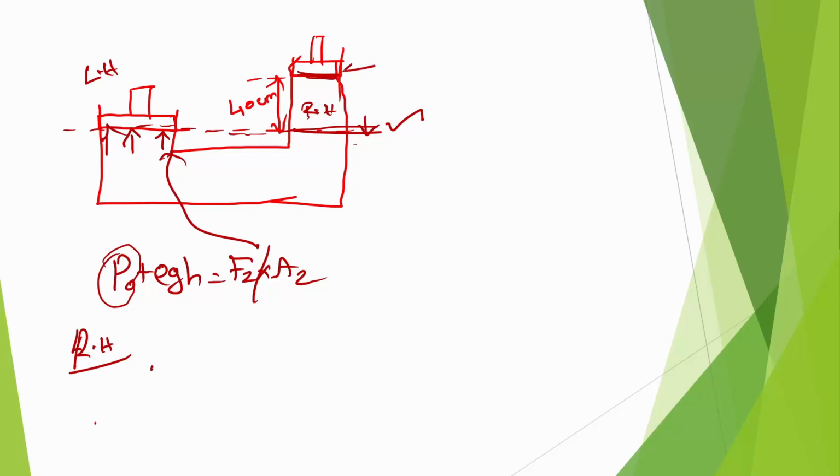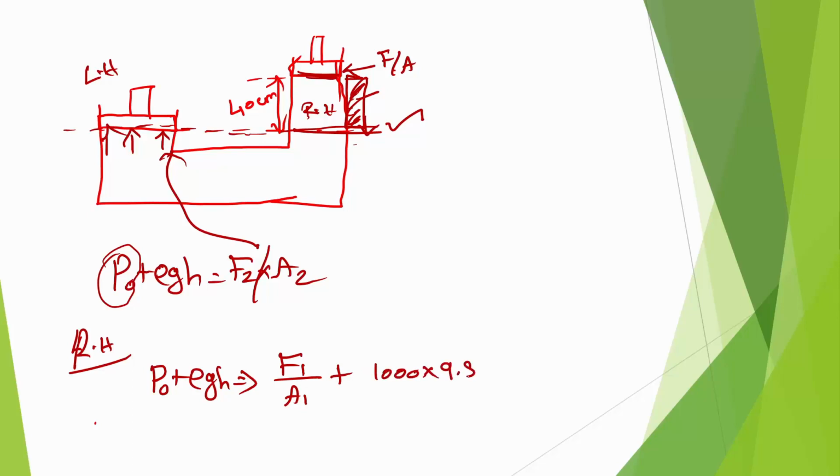At this point, I have created a pressure, force by area. That pressure plus the height of this fluid will create a pressure. That is my rho GH. So P naught plus rho GH can be written as F1 by A1 plus rho. Since we are using water, it is 1000 into 9.81, that is the gravity, into height, which is 0.4. So if I substitute my F1, that is 80 Newton, divided by my area.